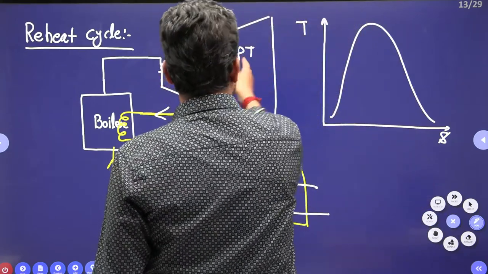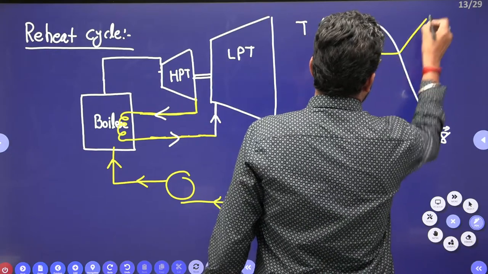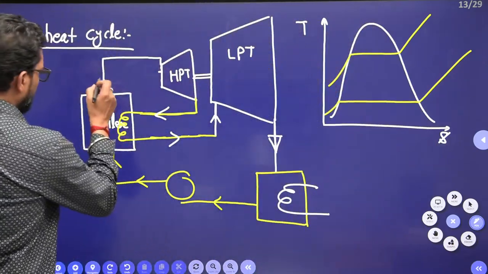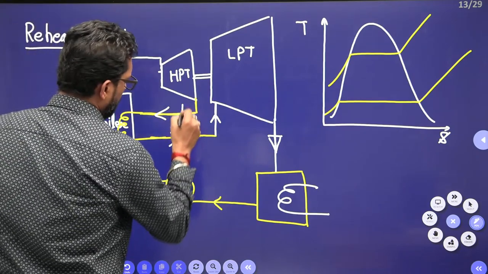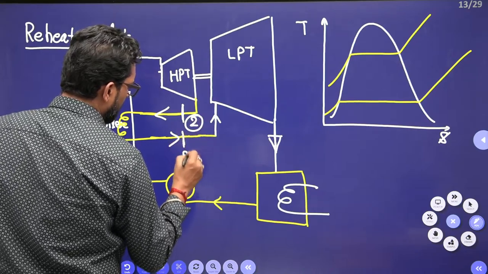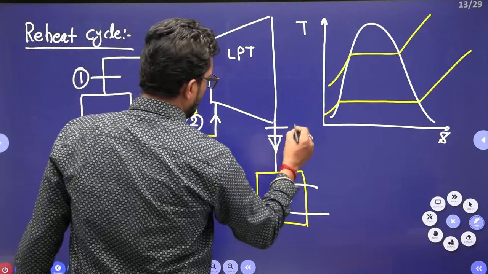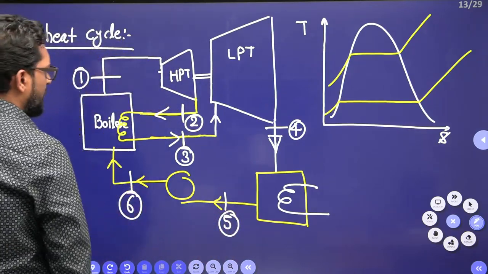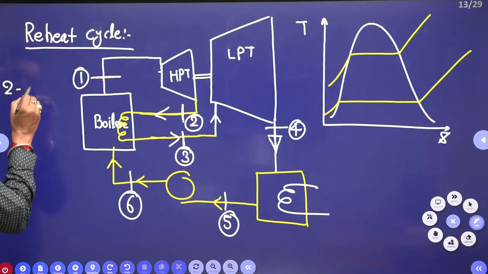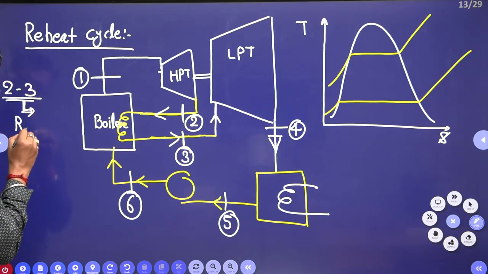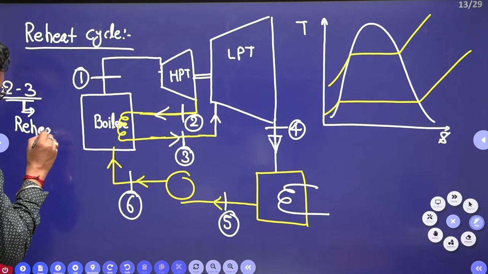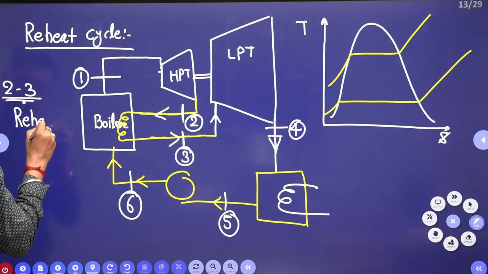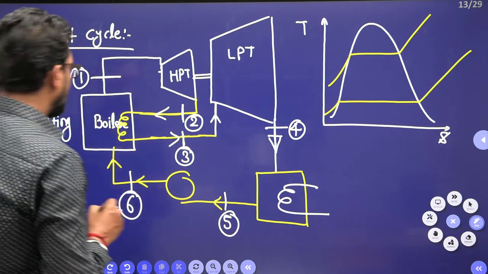There are two pressures, high pressure and low pressure. This is your high pressure line, and this is your low pressure line. This is point number one, this is point number two, this is point number three. Now from the turbine there is point number four, from the condenser point number five, from the pump point number six. So beta, the process 2 to 3 is reheating in the boiler.